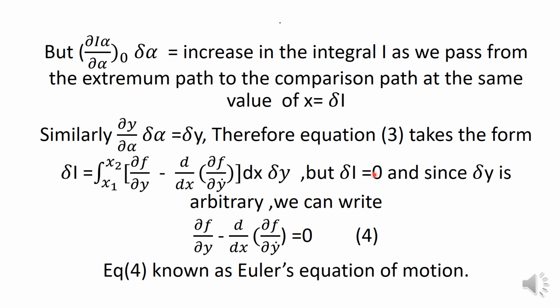But δI is equal to 0, and since δy is arbitrary, we can write ∂f/∂y minus d/dx of ∂f/∂ẏ is equal to 0. This is equation 4, and this equation 4 is known as Euler's equation of motion.